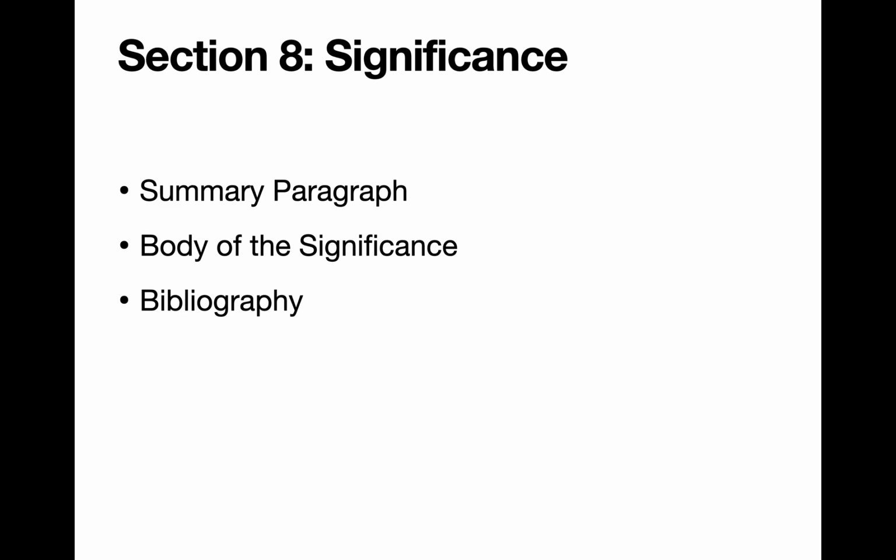Section 8 is why is it important? So section 8 also has 3 sections. The summary paragraph, again, same thing, the body of the significance, and then the bibliography. Luckily, the bibliography you can basically copy and paste and not have to change too much from your CRS report. Obviously, in this case, you are really starting from the history of your CRS report. And again, copy it, paste it, and then edit.